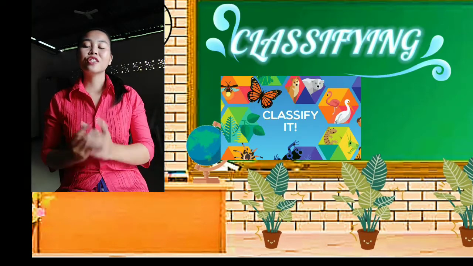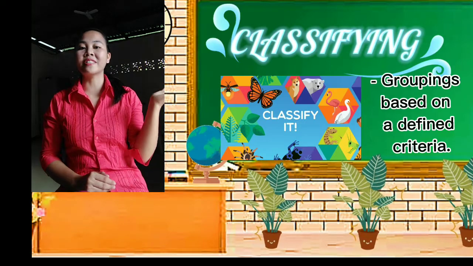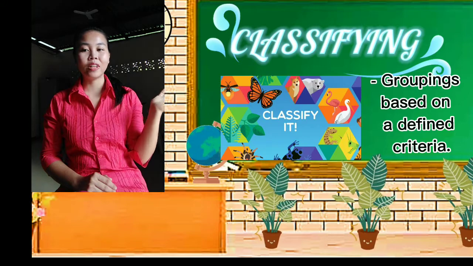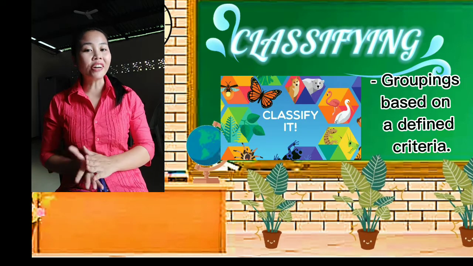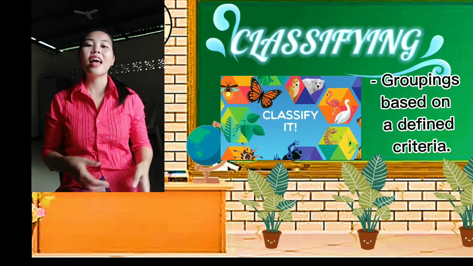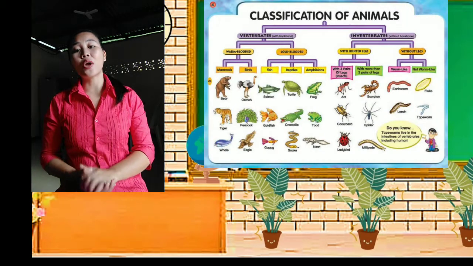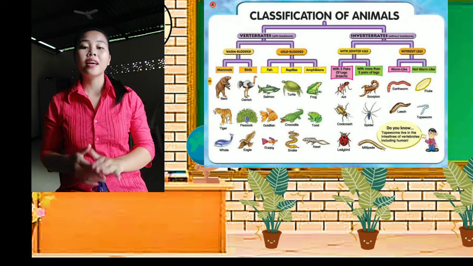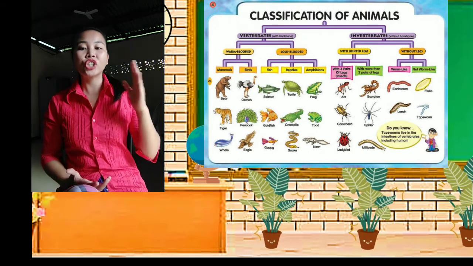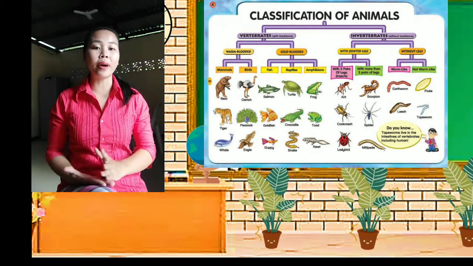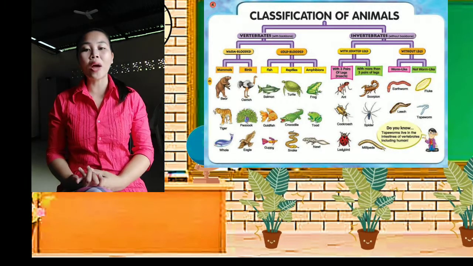Classifying. Classifying is a skill which involves grouping of sets of information, objects or events based on similarities, differences, and interrelationships. This skill is important because it is assumed that if a set of objects share something in common, it may also share other attributes as well.